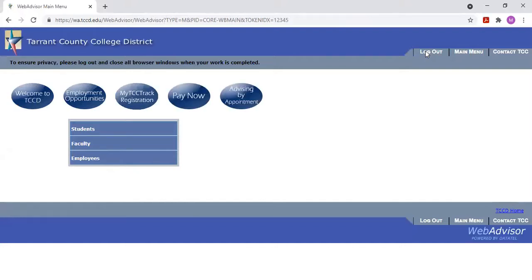Zoom tends to slow down all of my processes. So I try to bring things up beforehand because I know how slow it is. Zoom, for some reason, is kind of a hog. All right, so here we go.